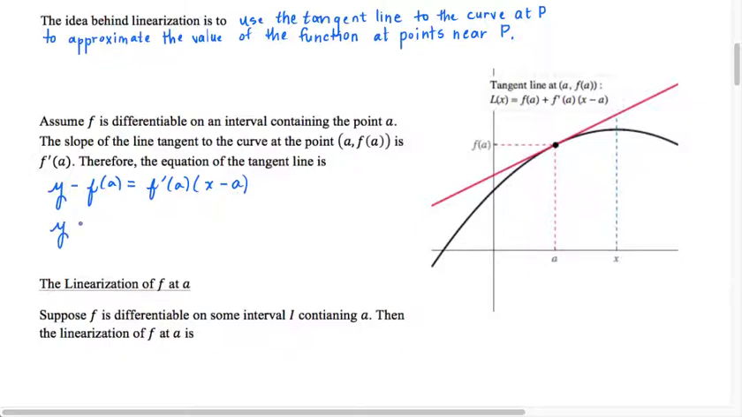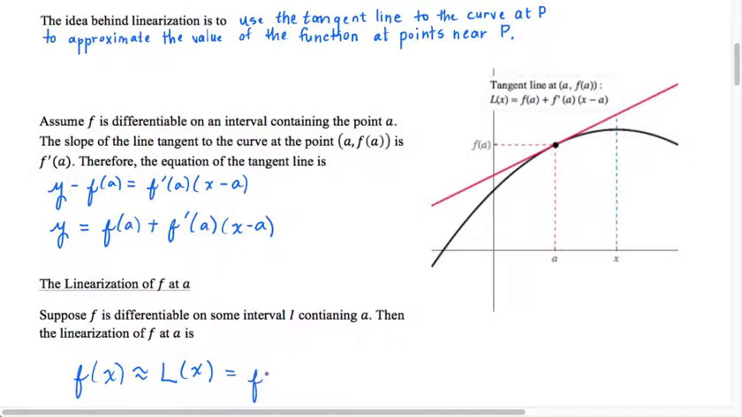If we solve that for y, we get y equals f of A plus f prime of A times (x minus A). So the linearization is simply the equation of that tangent line. That's all it is. The idea is we're going to approximate f of x by the equation of the tangent line, which I'm going to call L of x, which is given by this. The equation of the tangent line at A is L of x equals f of A plus f prime of A times (x minus A).